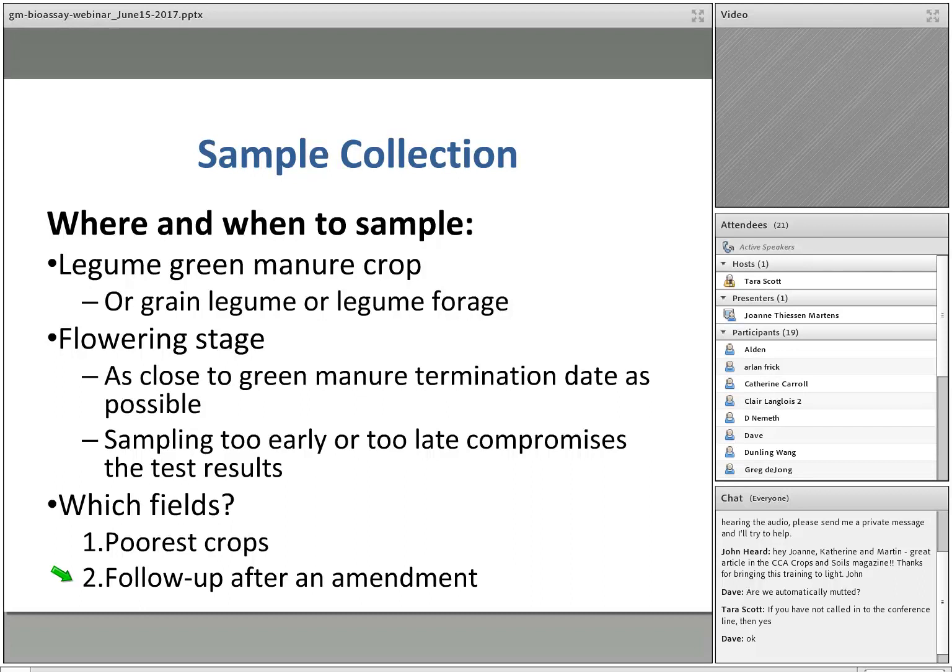And I will just mention here that this test is not designed to be used on other types of crops, grain crops, oilseeds, anything like that. It really is designed to be used on a legume.